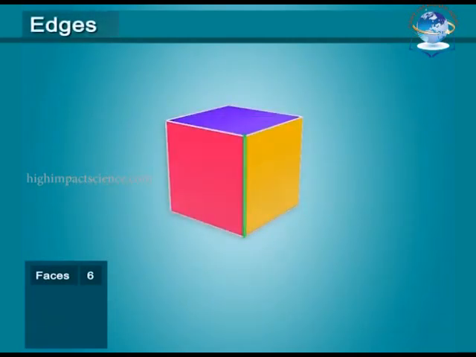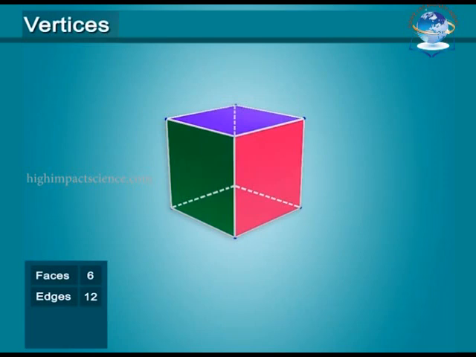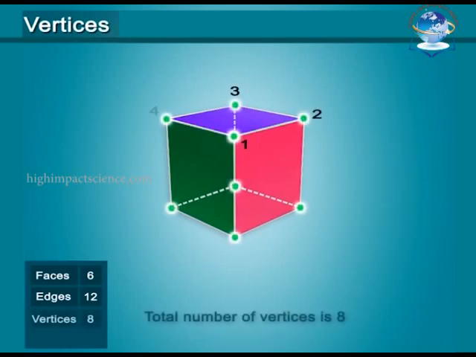The line segments where two faces meet are called edges. Here we have 12 edges. A vertex is a point where two or more straight lines meet. Here we have 8 vertices.